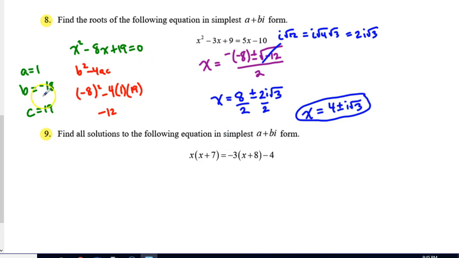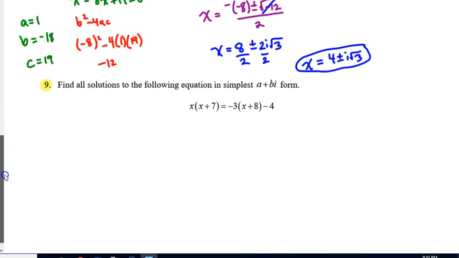At this point, I'm hoping that number 9 is one that you can work out on your own. Again, big clue that you're going to have a negative discriminant here is the clue in the directions telling you to write it in simplest a plus bi form. Work this one out and then play the recording when you're ready.